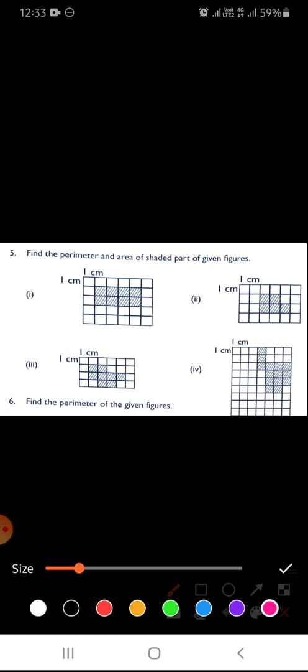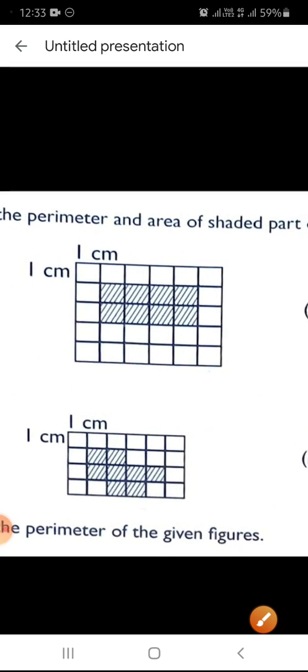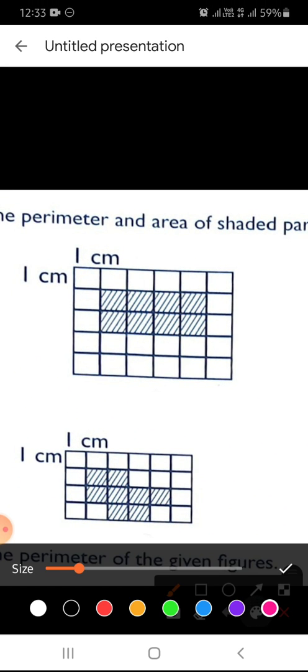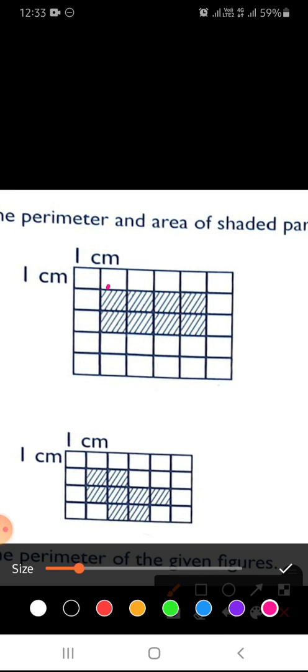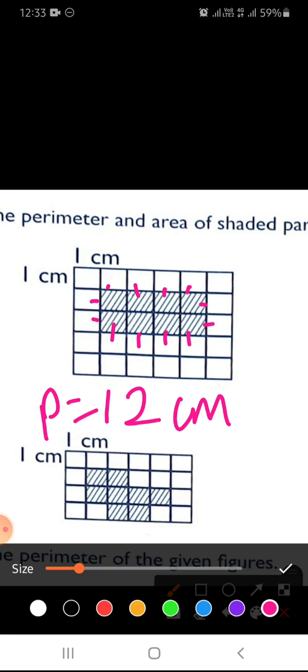We will count the outer boundary. So first of all, let me zoom this for you. Now here in this picture you can see 1, 2, 3, 4, 5, 6, 7, 8, 9, 10, 11, 12. This is the outer boundary, 12. 12 centimeter is the perimeter of this figure.